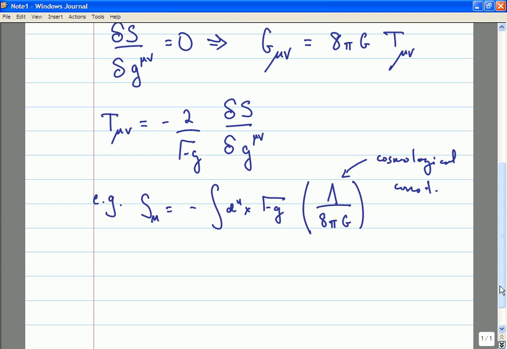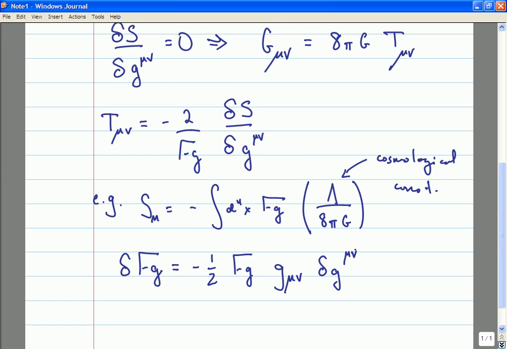Then varying this with respect to the metric, let me remind you that the variation of the square root of minus g, well, what was that? That was just proportional to the square root of minus g. I just want to make sure I get all the factors right. This is what we derived last time. So it's minus 1/2 times the square root of minus g, g mu nu, delta g mu nu.